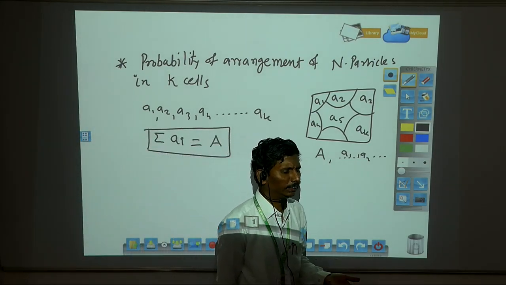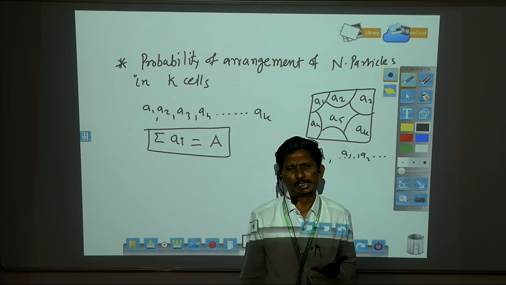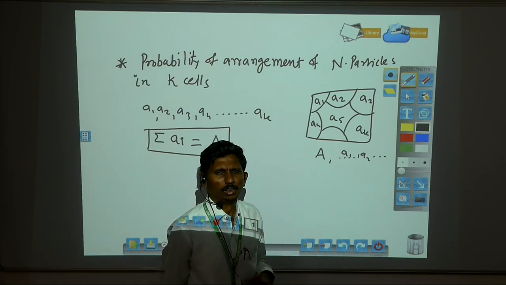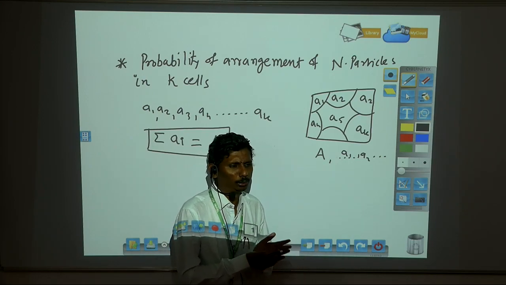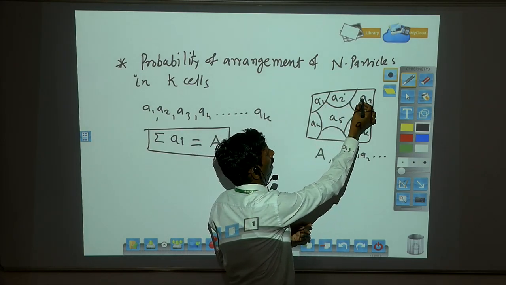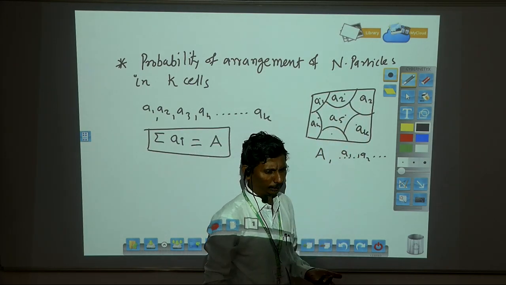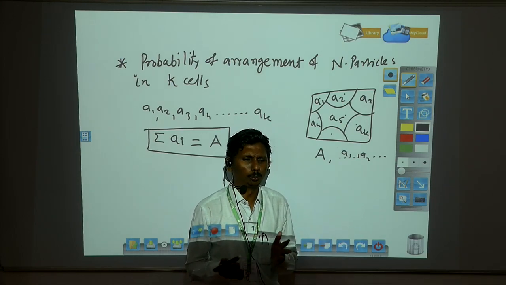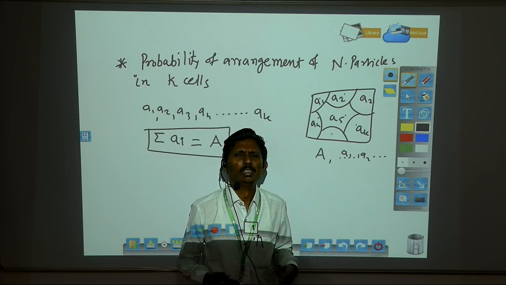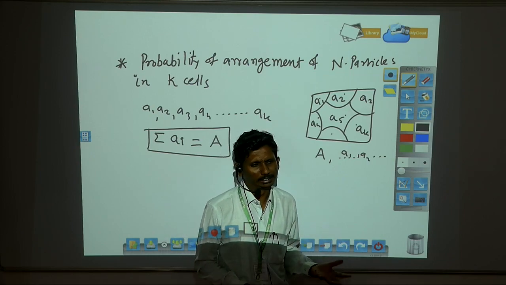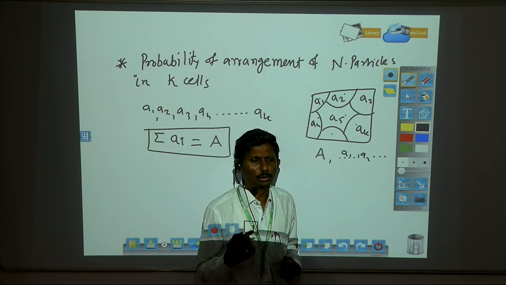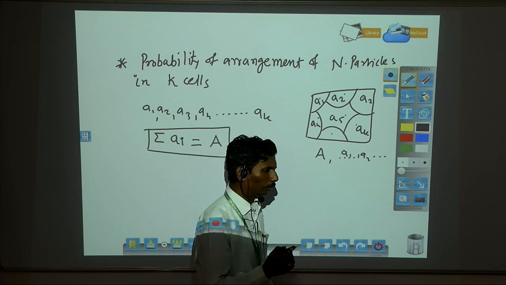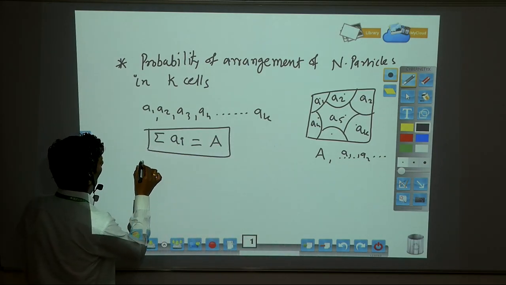Now, while we are considering the arrangement of the n particles in K cells, it requires some probability distribution. The arrangement of the number of particles in a cell may depend on the area of the cell. When the cell has more area, more particles will occupy it. If the area is small, fewer particles occupy the cell. Means it depends on the property of the cell. The probability which depends on the property of the cell is known as the a priori probability.